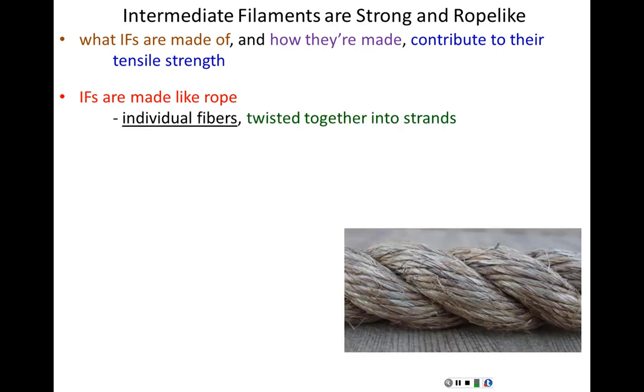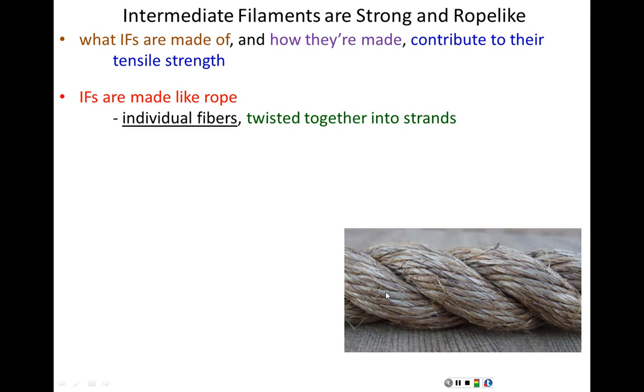How is rope made? Well, rope is made up of thousands, if not millions, of individual fibers, which individually are actually quite fragile. But to make rope, these individual fibers are twisted together into strands. So you might see in this picture some of these fibers. See these little wispies coming off the rope? Those are individual rope fibers.